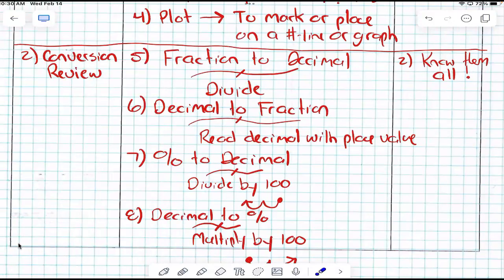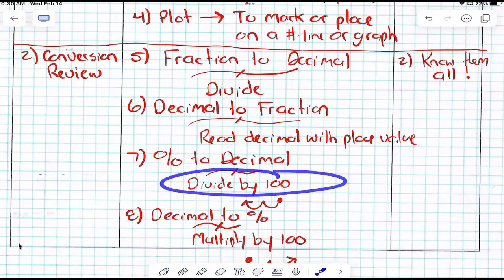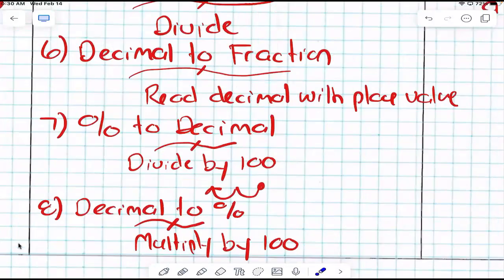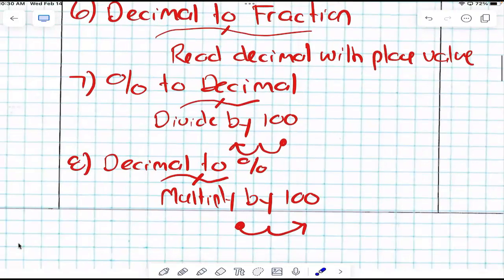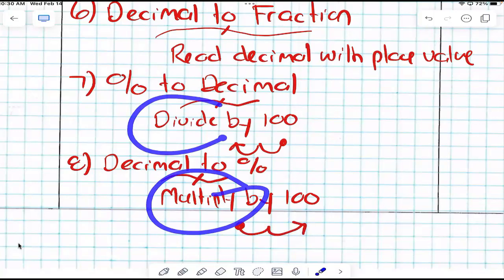To go from a fraction to a decimal, what do I do? Divide. To go from a decimal to a fraction, what do we do? Read the decimal with place value. To go from a percent to a decimal, what do we do? Divide by 100. And remember, divide by 100 means you can also do 2 bunny hops to the left. To go from a decimal to a percent, what do you do? Multiply by 100. So there are 2 zeros in 100, right? That means 2 bunny hops to the right. So multiply, you go to the right. Divide, you go to the left.